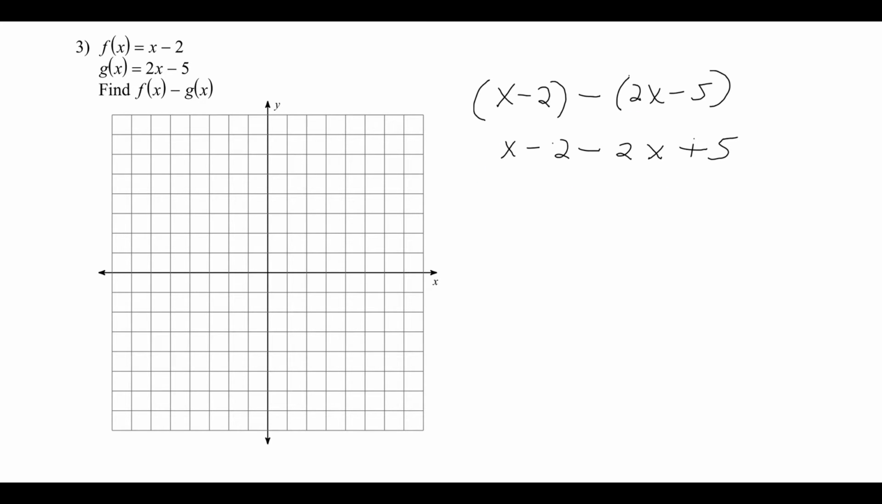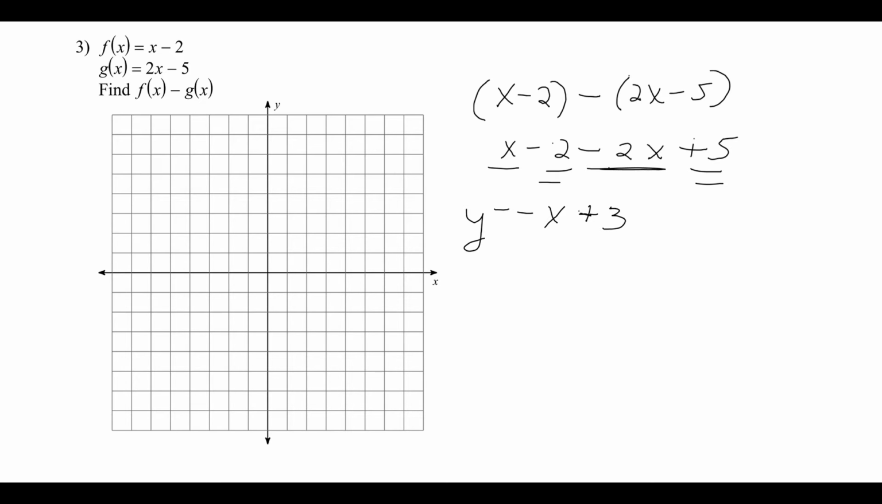Of course, then we just need to combine the like terms. So we have these two here that go together, and then we have the numbers that go together, the constants they call them. So 1x minus 2x is negative 1x, and then negative 2 plus 5 is plus 3. And there's basically our new function.